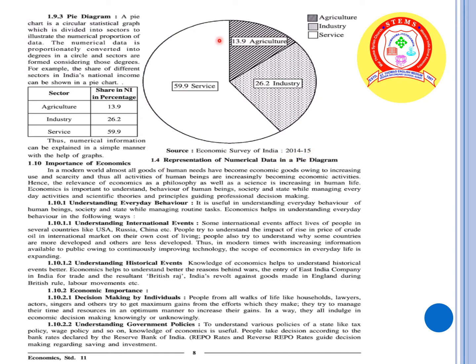So the first thing you learned is that first of all you have to convert into degrees. Then afterwards you have to see the chart, like which shade has been given for agriculture, which shade for industry, which shade for the service sector. Like this you have to name it and accordingly mark it. Clear? And then you have to write the source. So this is the example of a pie diagram.